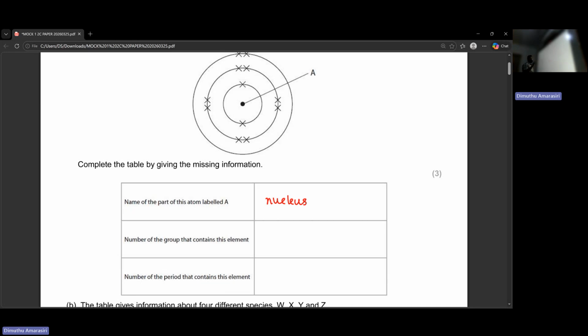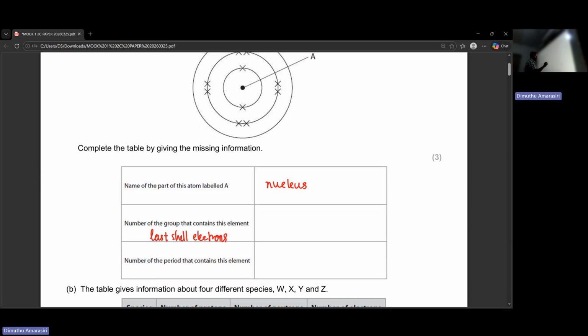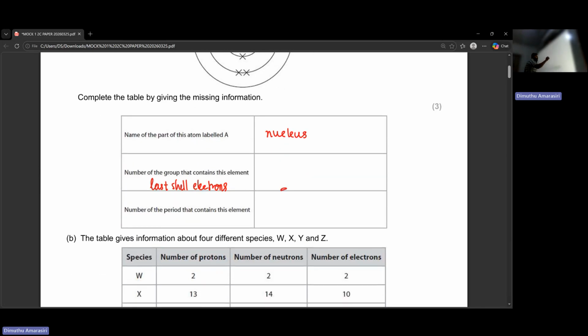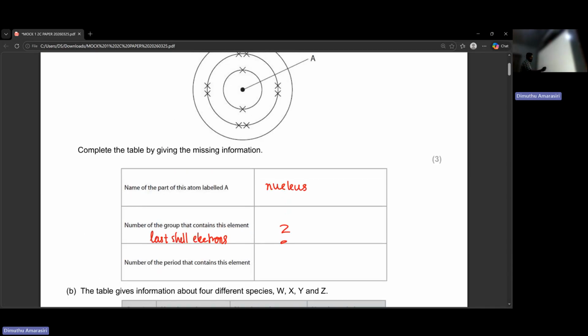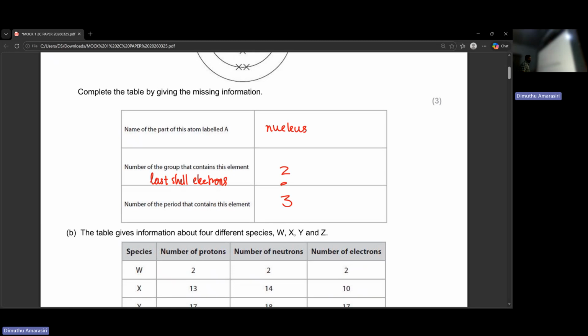So it's not only the answer that's important, but the way it was decided. So you check the last shell electrons. How many are there? Two. So the number of the group is two. Number of the period that contains this element: number of shells. We have three. You can mark along this.